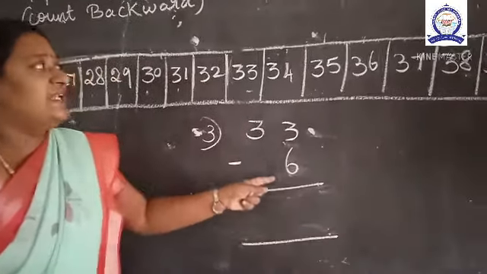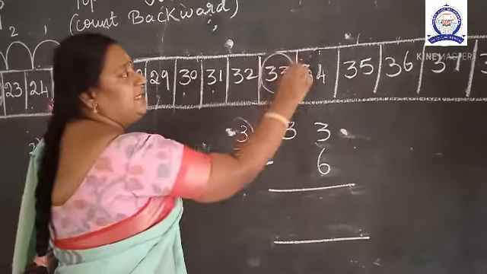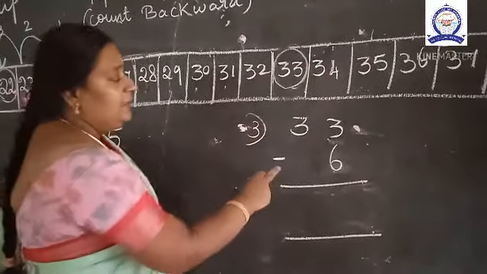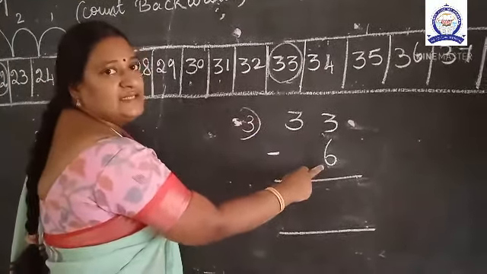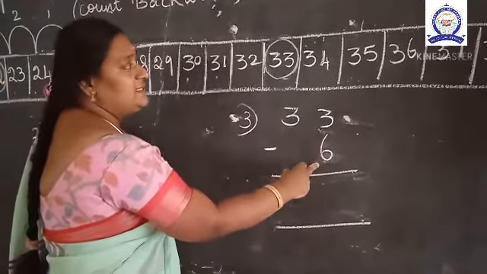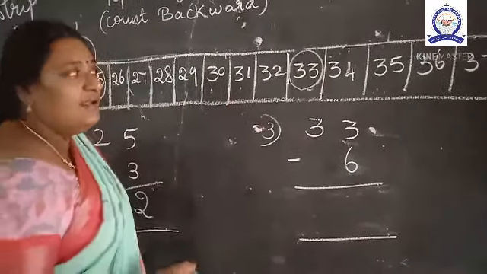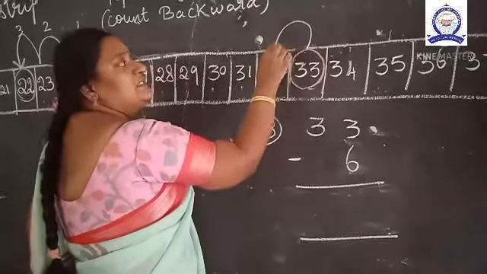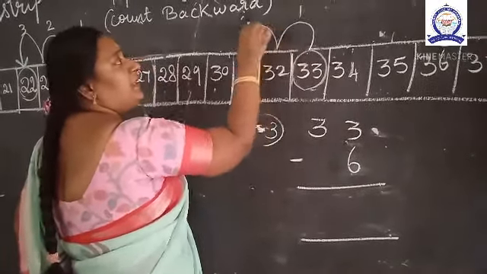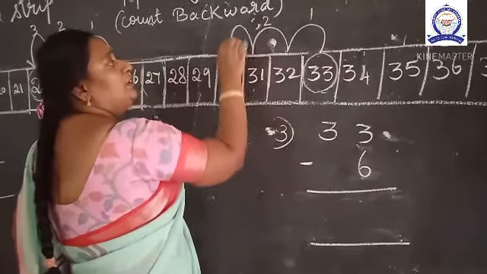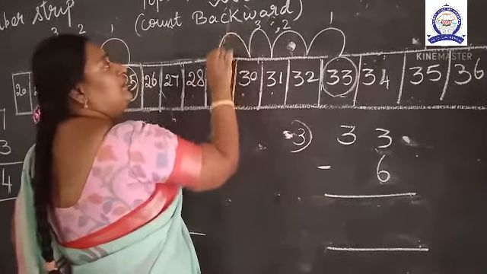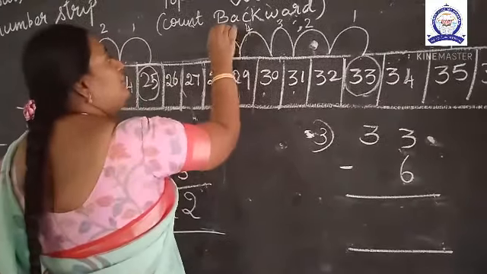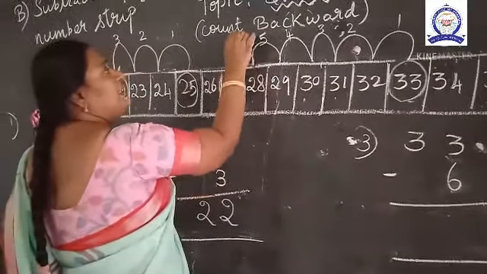33 minus 6. Where is 33? 33 is here. From 33, we have to subtract how many places? 6 places. 33 minus 6. So 33 is here. From 33, you have to count backward 6 places. 1, 2, 3, 4, 5 and 6.